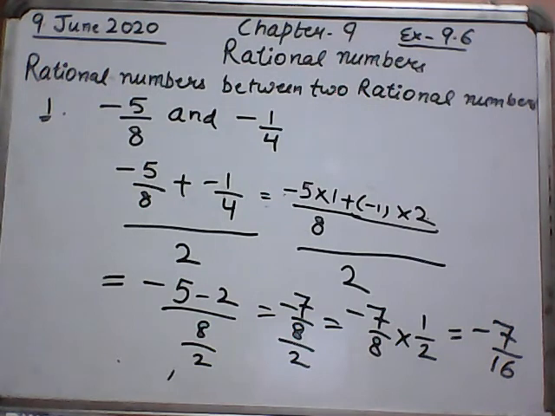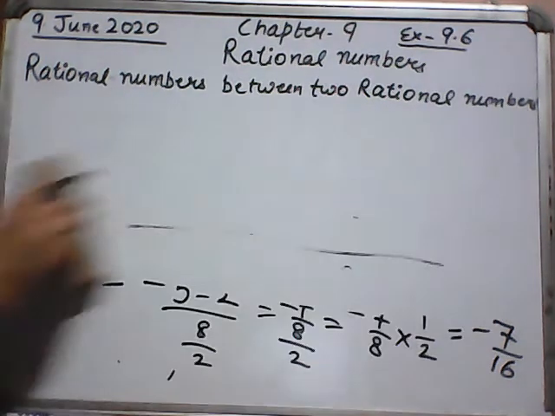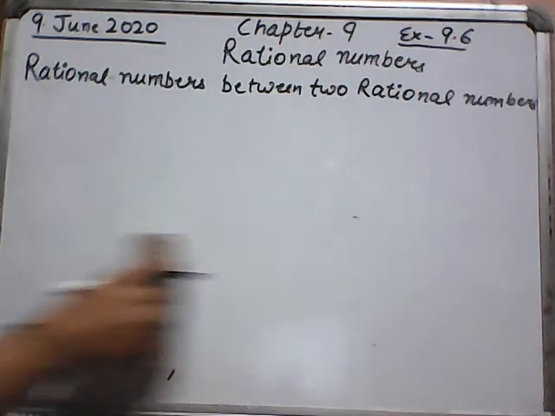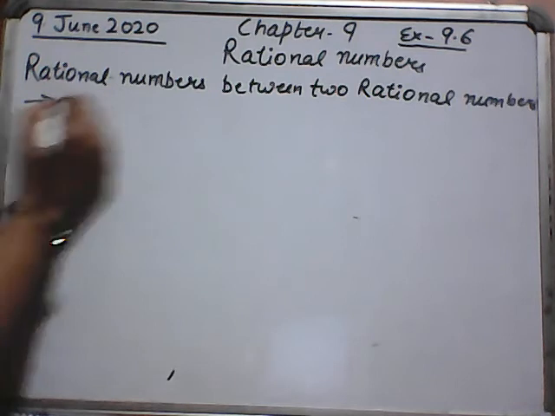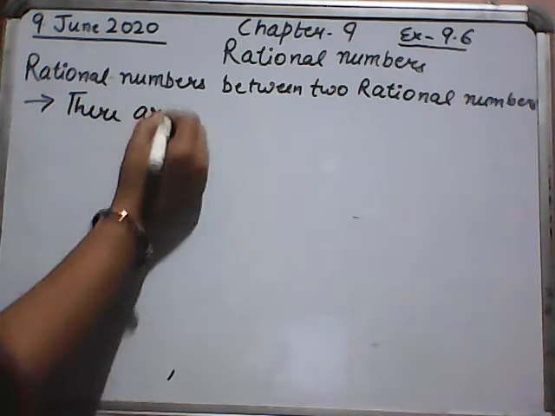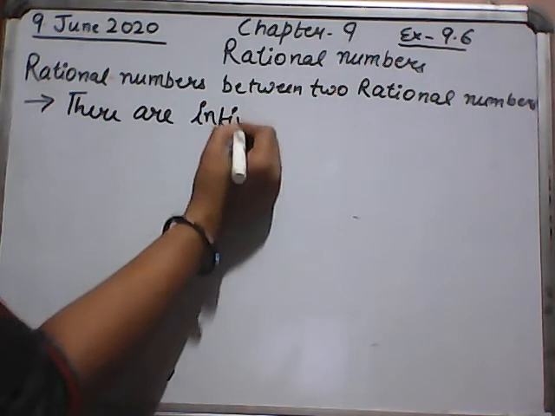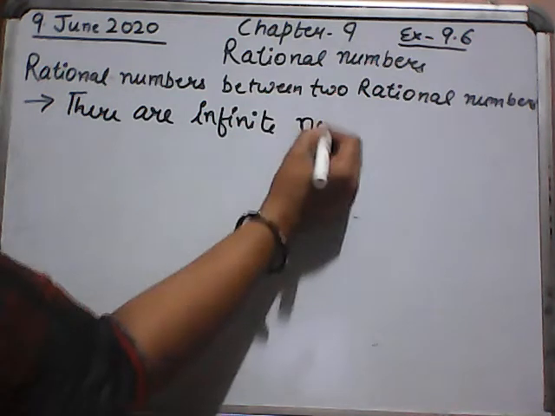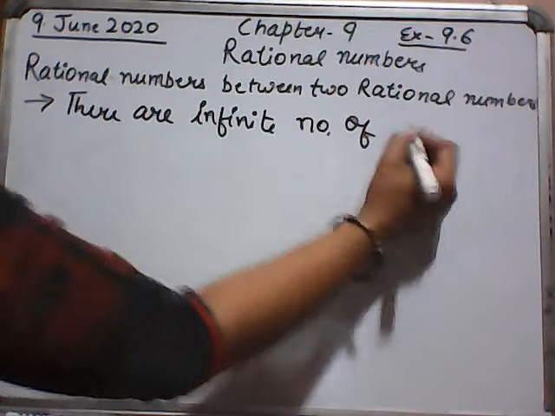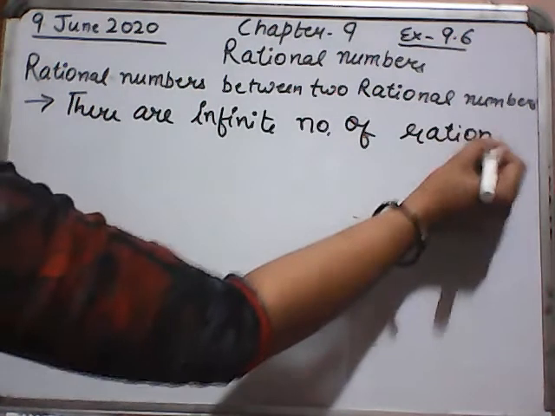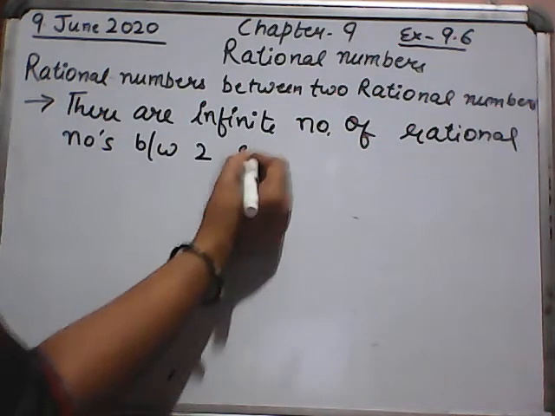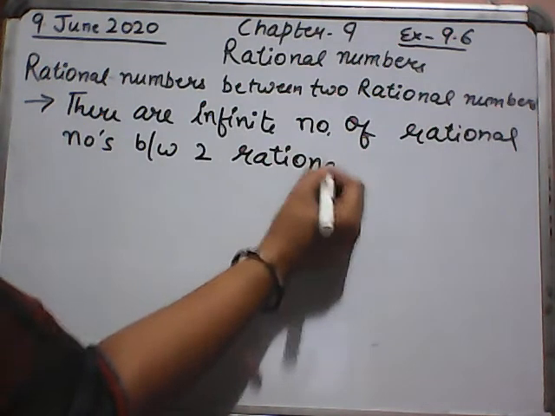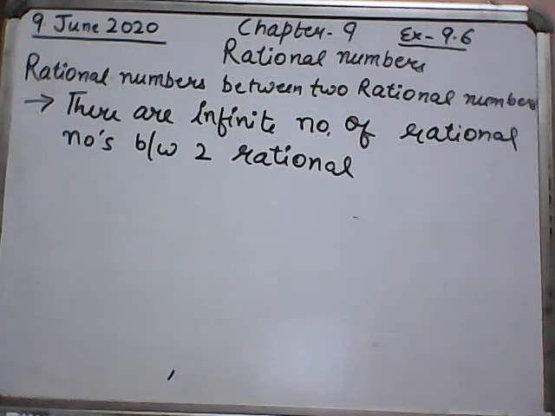Now the second case is, suppose we have to find 4 rational numbers, 5 rational numbers between the two given rational numbers. Firstly, we should know there are infinite rational numbers between two rational numbers. Means between two rational numbers there are unlimited, or you can say infinite, rational numbers.